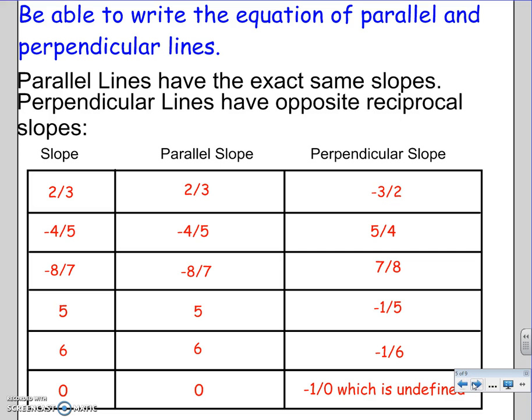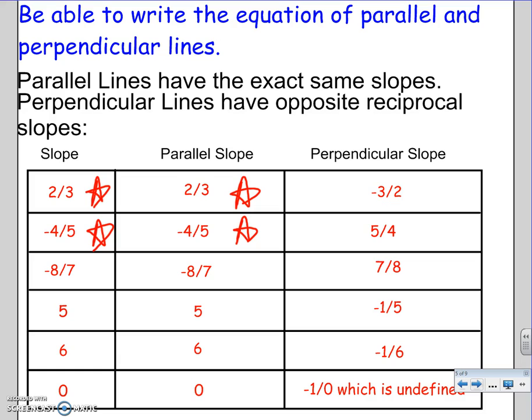All right, be able to write the equation of parallel and perpendicular lines. Remember, parallel lines have the exact same slopes. So here's a chart. If I have an original slope of 2/3 right here, the parallel slope is exactly the same. If I have a slope of -4/5, parallel slope is exactly the same. They're all equal. -8/7 and -8/7, 5 and 5, 6 and 6, 0 and 0.